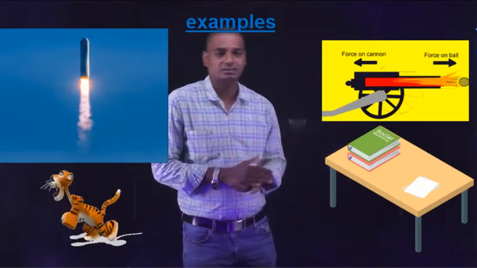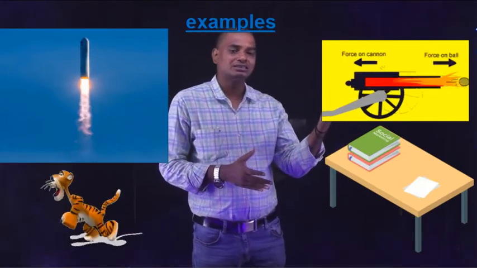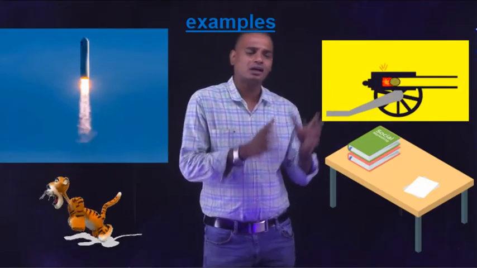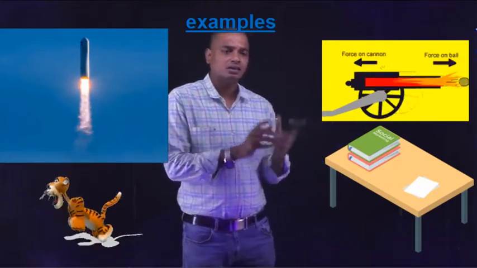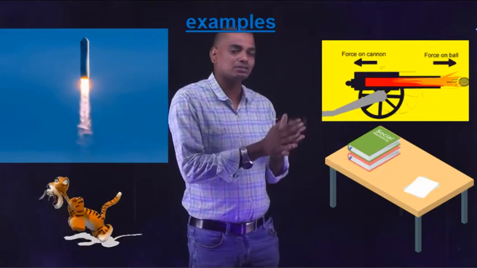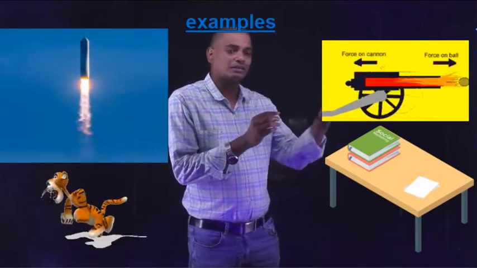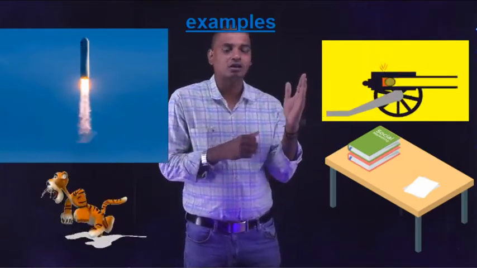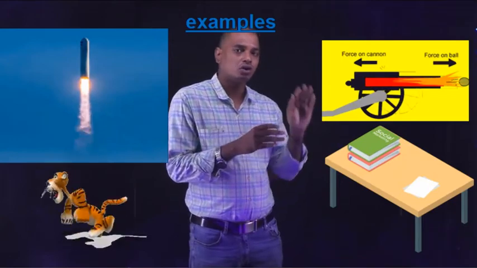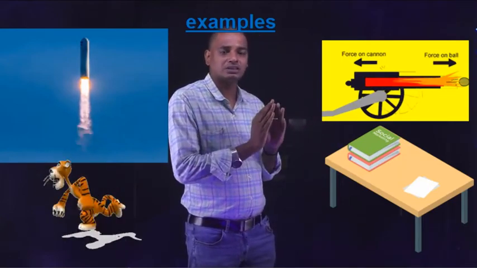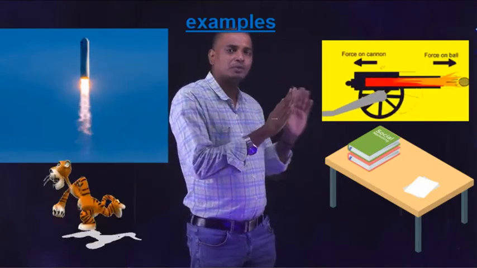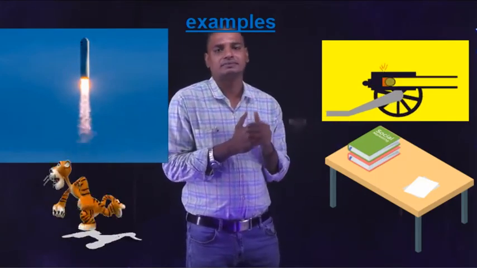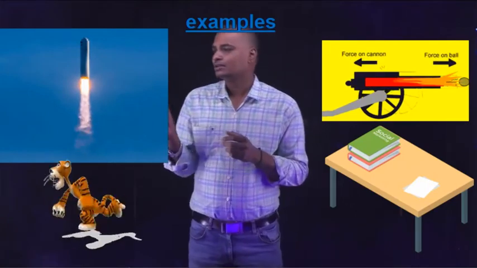Action, reaction. Similarly, in this example, a cannon fires a bullet, a bullet fired from a gun or a cannon. Here you can see in this animation that whenever the cannon fires the bullet, the bullet moves forward and the cannon moves backwards. So for every action, there is an equal and opposite reaction. As the bullet moves forward, the cannon moves backward. Action, reaction.